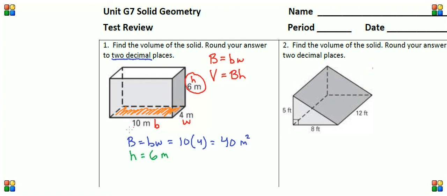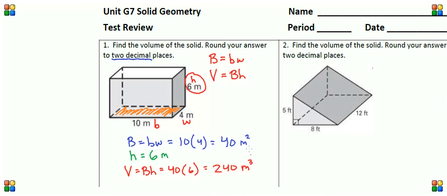And finally, let's go ahead and calculate the volume. The volume then is the area of the base times the height, which is 40 meters squared times the height of 6, which is equal to 240. And remember, volume is a 3-dimensional shape. That means our unit of measure is cubed, or raised to the 3rd power.